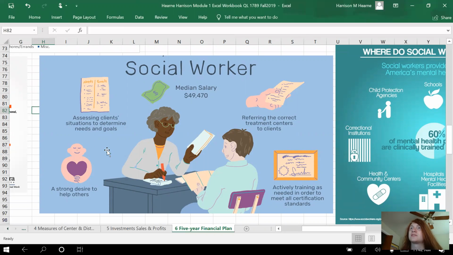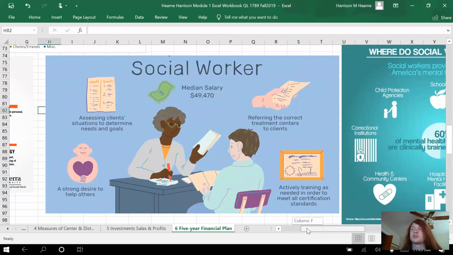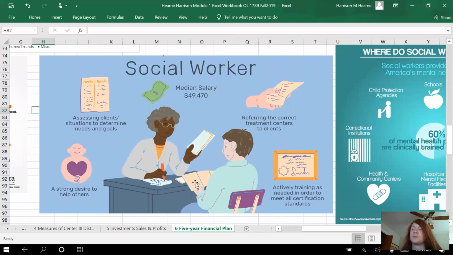So they assess clients' situations to determine their needs and goals. They oftentimes have a strong desire to help others, which is certainly true in my case. They refer clients to the correct treatment centers. So if someone needs to see a neurologist or a sleep psychologist or a psychiatrist for prescriptions, social workers will be able to refer their clients to the proper resources.